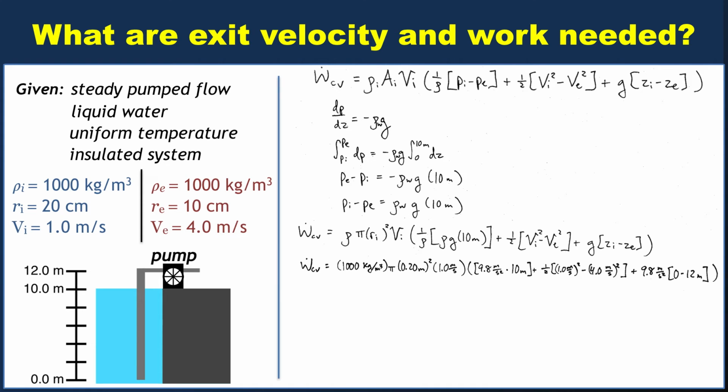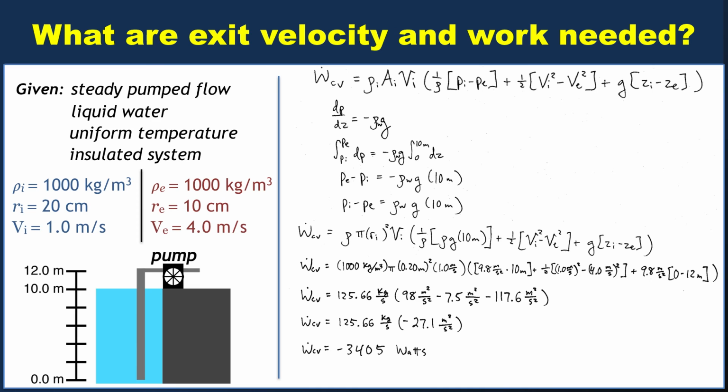Alright, so we compute everything, get our signs right. I'll simplify a little bit here and simplify with one more step. So you can check the units and see if we multiply kilograms per second times meters squared per second squared, that ought to give us units of energy per time, which is watts. And the number we get is that W dot is minus 3405 watts, or if you prefer, minus 3.4 kilowatts.